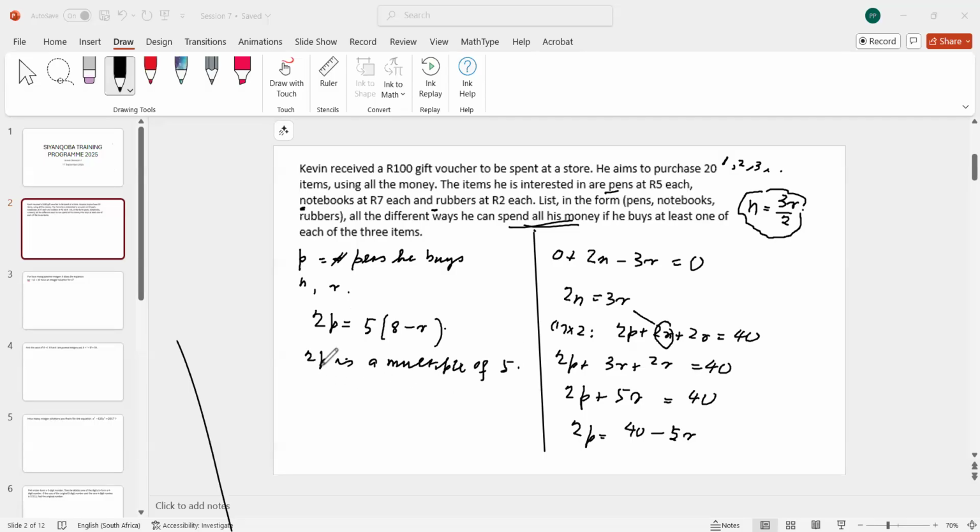Right? So 2p can't be 5, because then p is not an integer. But 2p can be 10. You see? So the point about this is that 2p is a multiple of 5. 2 and 5 have got no common factors. So this means that p is a multiple of 5. P has to be a multiple of 5.